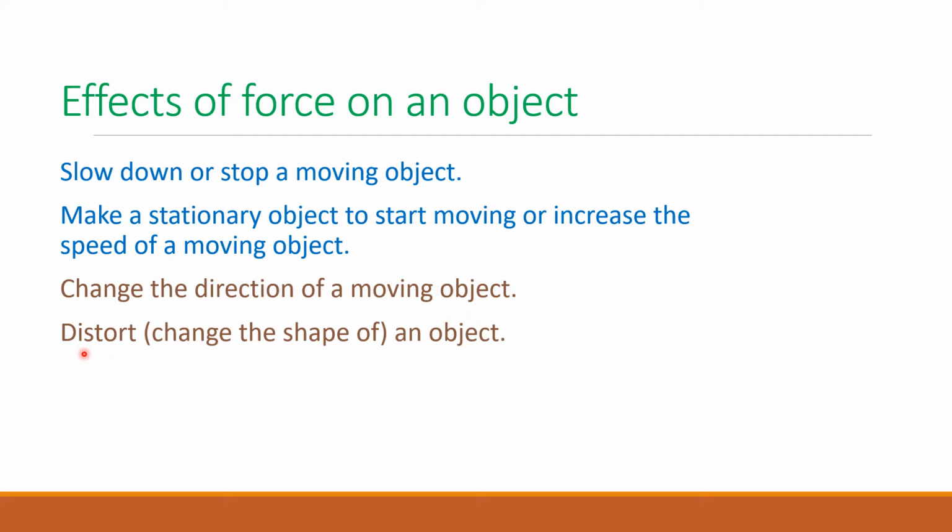Also, a force can distort or change the shape of an object. For example, when a car crashes, that is a force because it has collided with another vehicle or another substance, then it has distorted its shape, it changes, and that is why you see that it can change to an irregular shape.